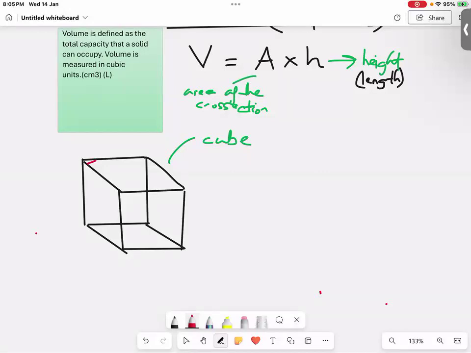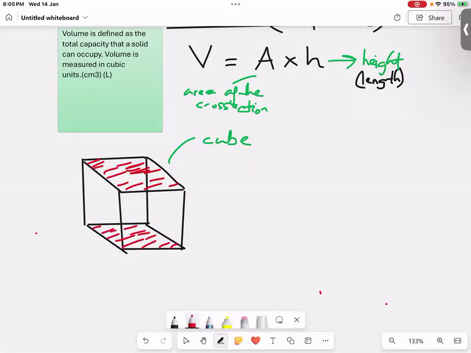And so the cross section is basically at the top and the bottom of the solid. So to put it simply, the cross section is going to be at the top and the bottom of a solid that is standing up.